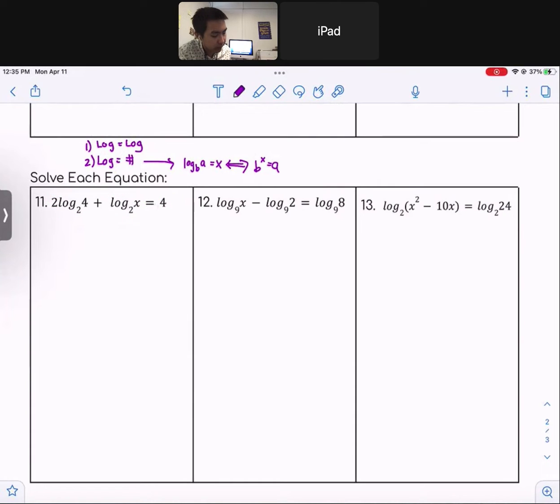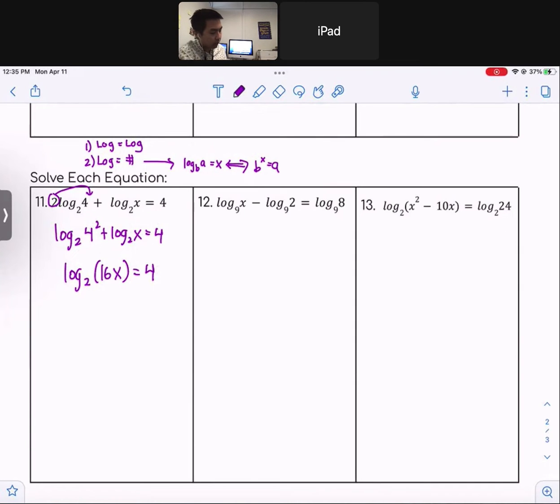So this makes me think I have to change log form to become exponential form. So in order for me to condense these, this 2 has to be an exponent. Log base 2 of 4 squared plus log base 2 of x is equal to 4. Now we can condense it, you guys, by using the product rule because there's a plus in between logs. So it's going to be 4 squared, which is 16, times the x. So log base 2 of 16x is equal to 4.